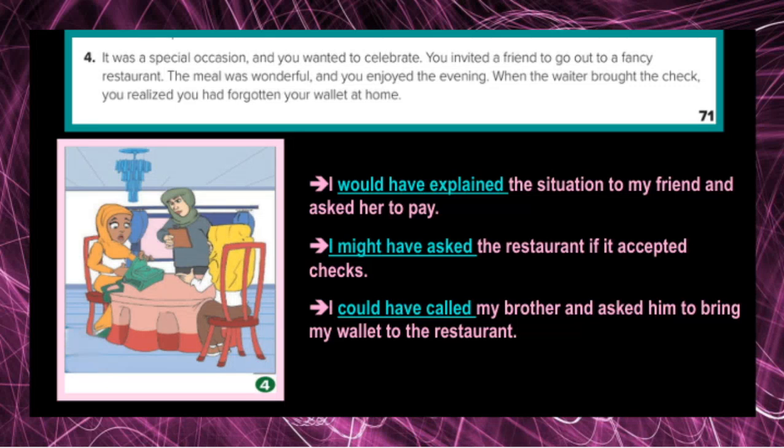So, in a situation like this, I would have explained the situation to my friend and asked her to pay. It's about being honest and straightforward, which can often resolve the issue quickly. I might also have asked the restaurant if they accepted checks, just in case that was an option. Sometimes, knowing what payment methods are available can save the day. And if all else fails, I could have called my brother and asked him to bring my wallet to the restaurant. It's about thinking on your feet and considering all possible solutions. These strategies highlight the importance of communication and resourcefulness, which are key themes we've been discussing throughout this presentation.